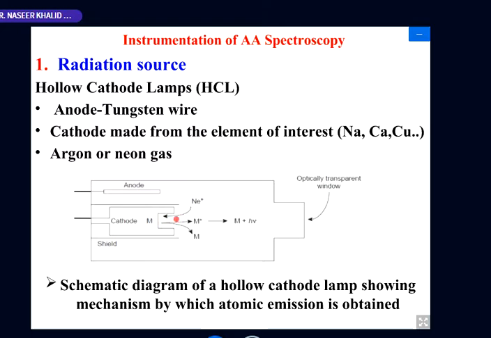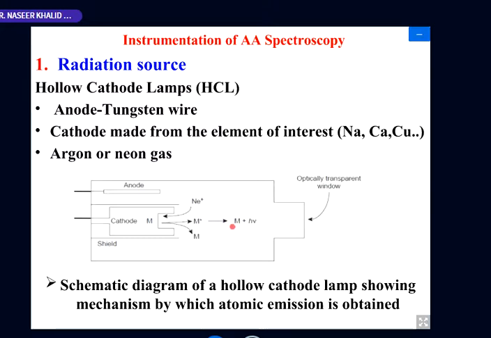When they come out, some of the particles interact and are converted from the ground state to the excited state, M star. M star means excited atom. When this excited atom radiates, it gives off its energy in order to gain stability. It converts back into a positive atom, and it gives radiation. This radiation is characteristic, for example, of sodium.